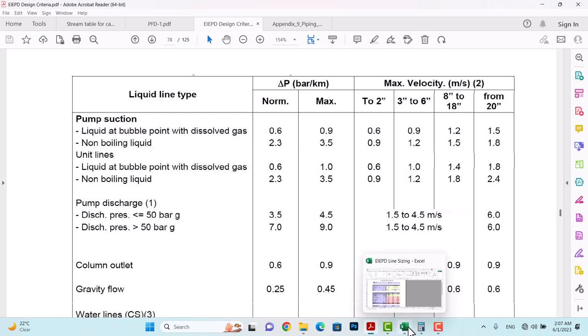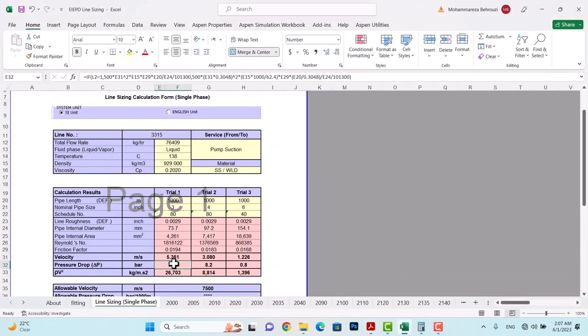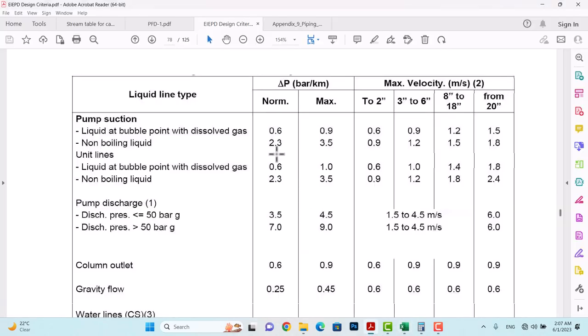Now, let's check it with our results. You see, the velocity is 5.36 and it is more than 1.2. And how about the pressure drop? It is much more than this value. So it is not acceptable.